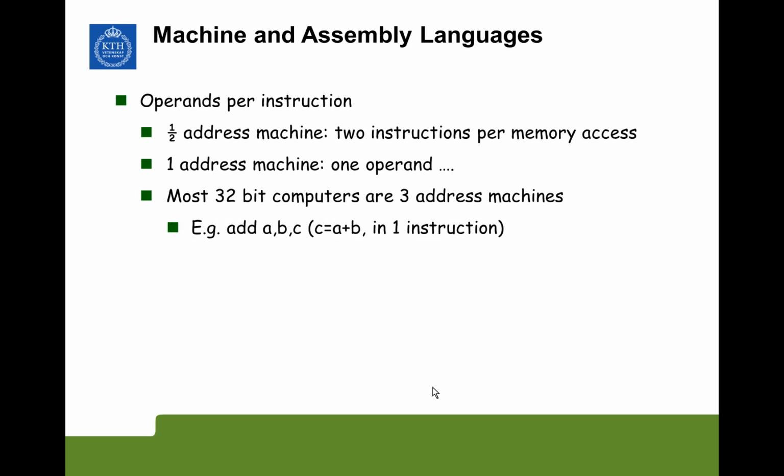We can also classify machine languages depending on the number of operands an instruction can contain. What we build here in this course is a half-address machine. We will see that 2 instructions will be needed for a memory access. Then there are 1-address machines and up to 3-address machines for 32-bit computers.